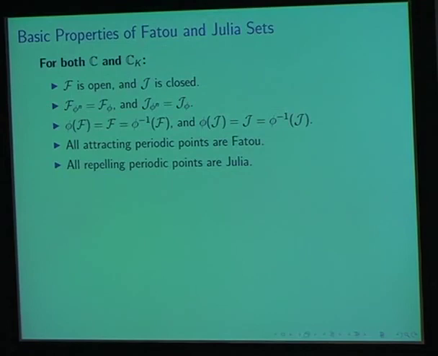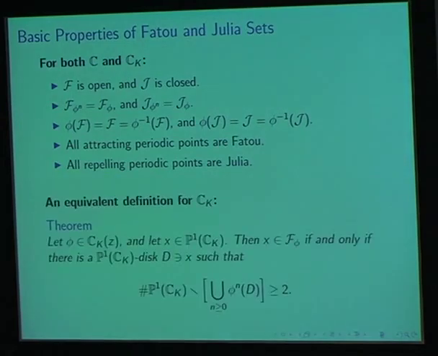The attracting periodic points, because they suck things in, are Fatou. The repelling ones, because they push things away, are Julia. Here's that equivalent definition, at least for C_K, and you can do something like this over C as well. What this says is a point is in the Fatou set if and only if you can find a P1 disk containing it, such that if you look at the union of all of the iterates of that disk, it misses at least 2 points of the non-Archimedean sphere. It's not obvious that this is the same, but it turns out to be true.